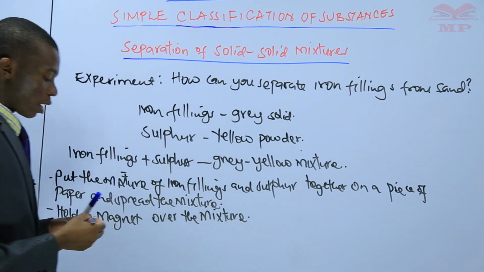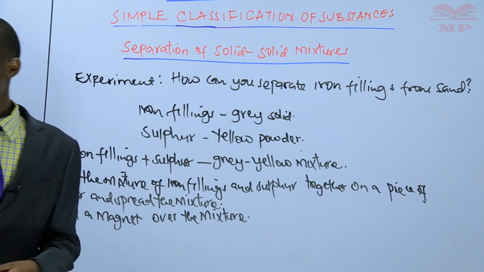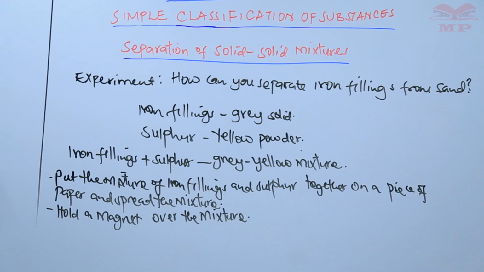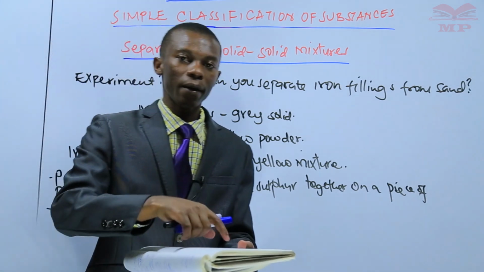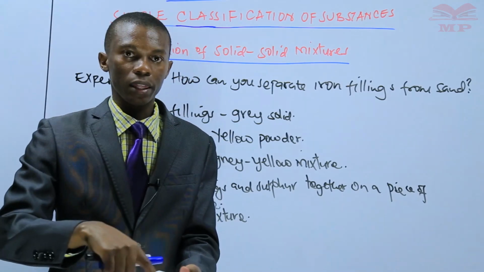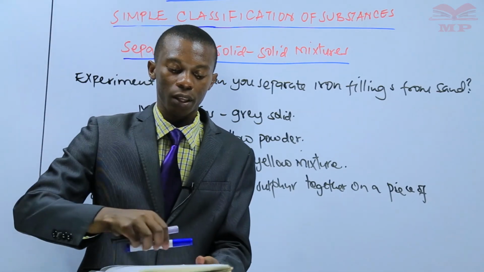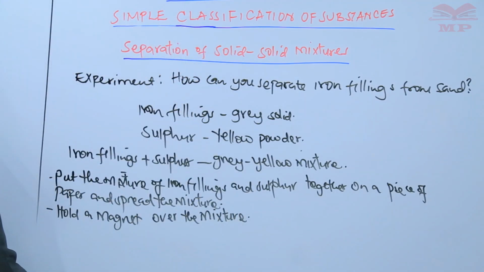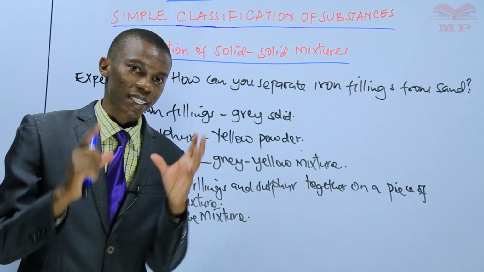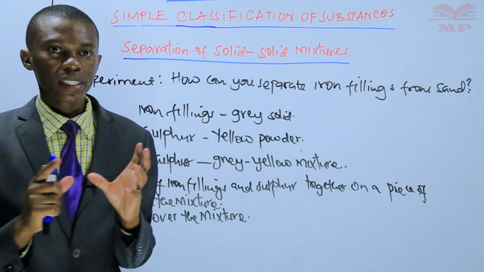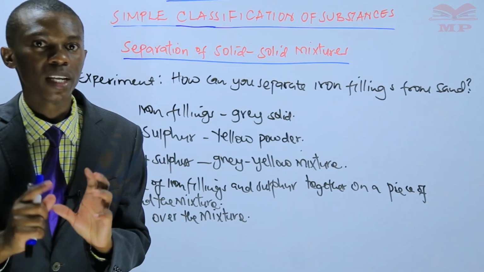Hold a magnet over the mixture. So you hold a magnet over the mixture. If this is my piece of paper, what I mean is I put my mixture on top here, then I will be holding a magnet over that mixture. Therefore, what we expect will happen is the magnet will attract iron filings and sulfur will be left.